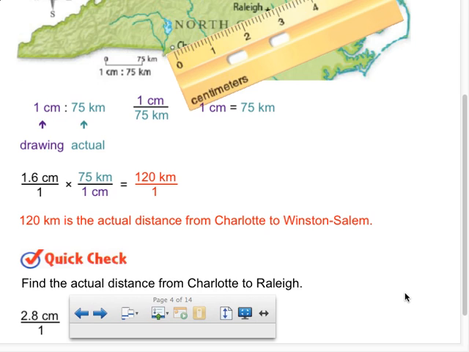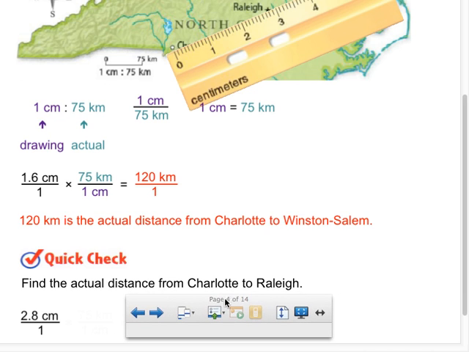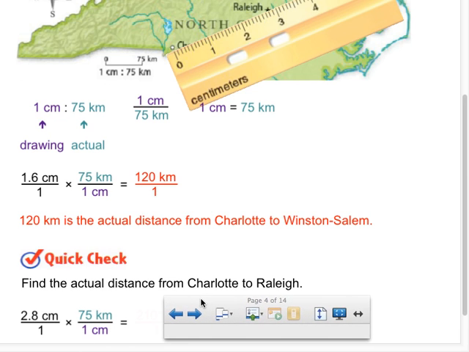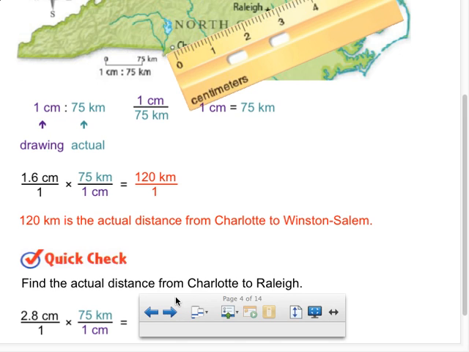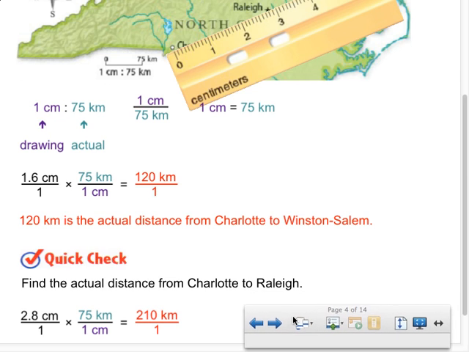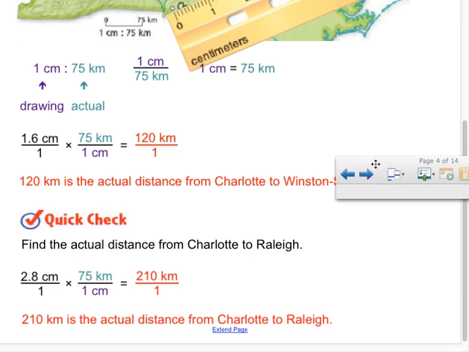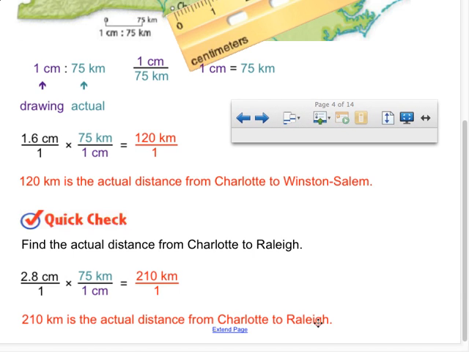Oren, do you have the answer? What'd you get? 210. Is that what you guys got? So you have to multiply again by the same ratio. And I'm hearing mixed results. I'm hearing 210. Who got something different? So Oren is actually correct. It's 210 kilometers. So the actual distance from Charlotte to Raleigh, 210 kilometers.